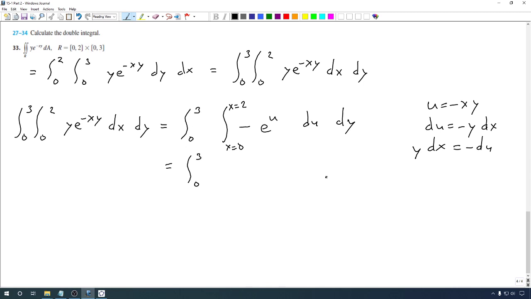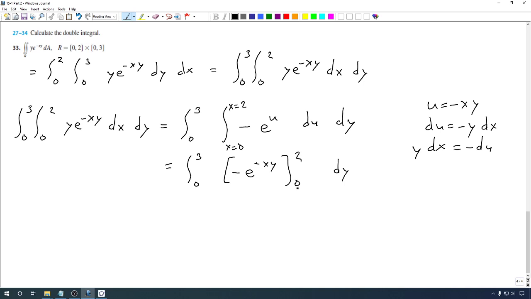We still have the integral with respect to y on the outside. We integrate minus e to the u with respect to u. So e to the u just turns into another e to the u. So we have a minus e to the u, but u is negative xy. And that's going to go from 0 to 2.